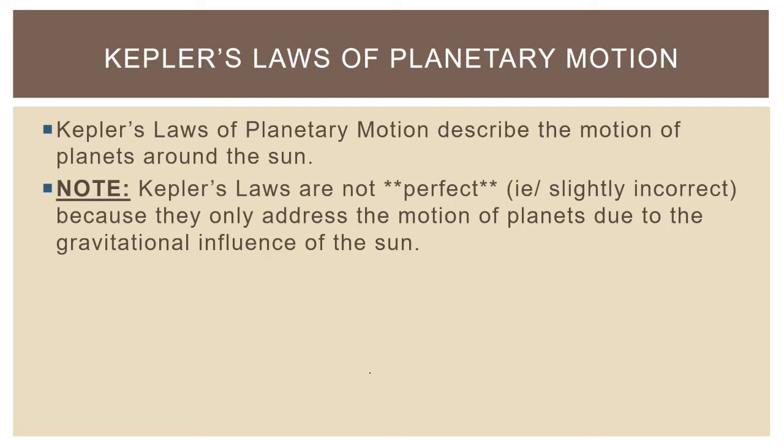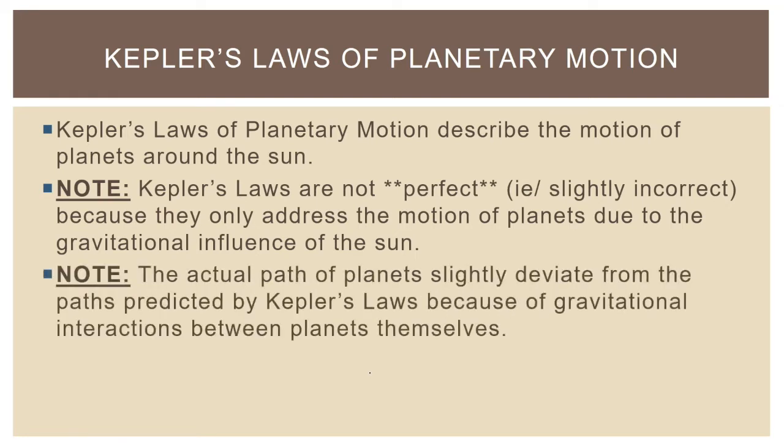And the basic idea is that the actual path of planets slightly deviate from the paths predicted by Kepler's laws because of the gravitational interactions between the planets themselves. Yes, it is true that Earth's motion is mostly determined by the gravitational force acting on the Earth from the sun. But it's also true that the moon exerts a force on Earth, and Mars exerts a force on Earth, and so do Mercury and Venus and all the other planets, really. And so obviously some of those gravitational forces are bigger and some of them are smaller, and so some matter more and some matter less.